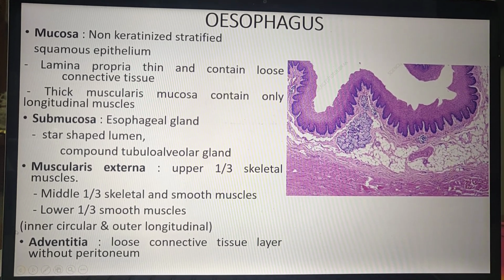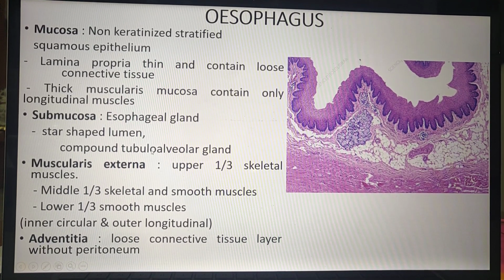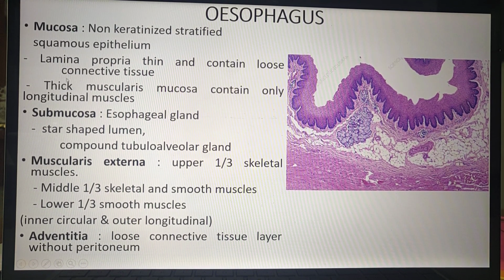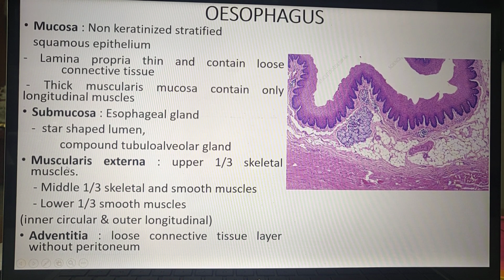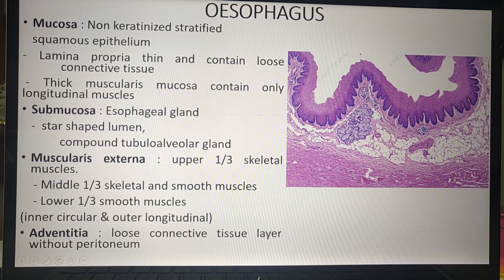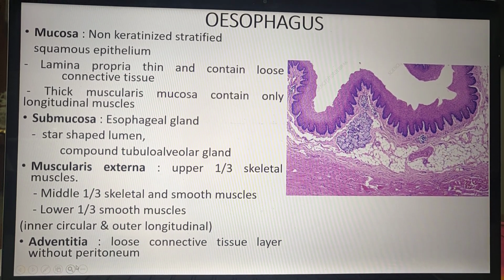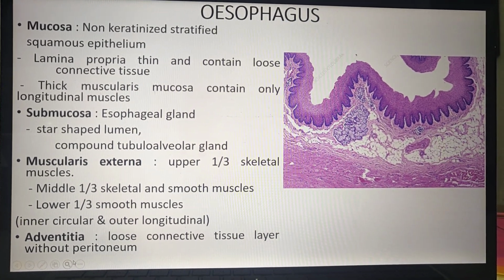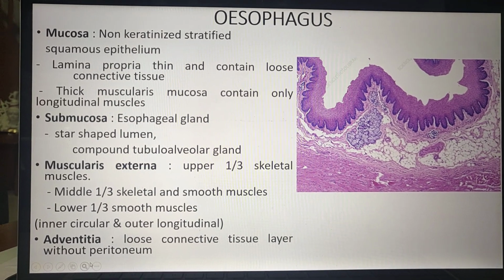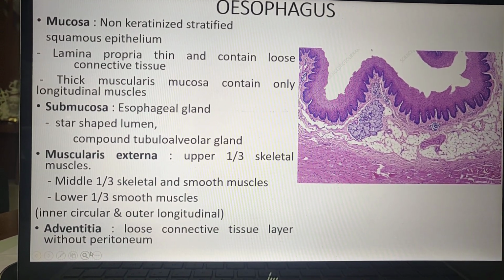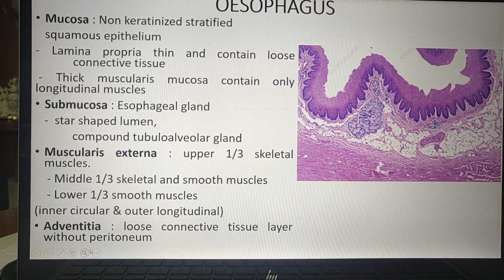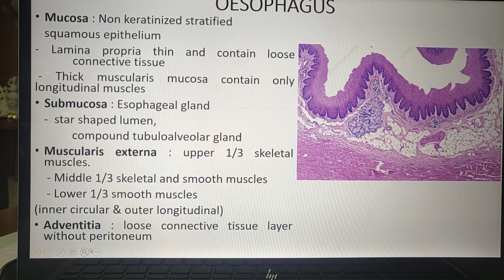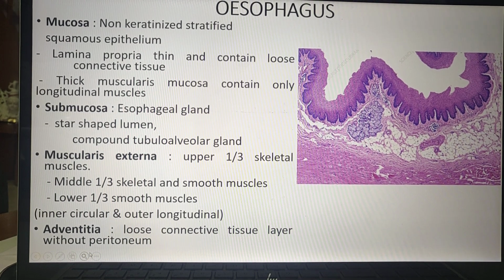The esophagus is part of the gastrointestinal tract, which is formed by four layers: mucosa, submucosa, muscularis externa, or the muscular layer, and adventitia. Throughout the gastrointestinal tract from the esophagus to the anal canal, it is basically formed by these four layers. So we will discuss the esophagus.